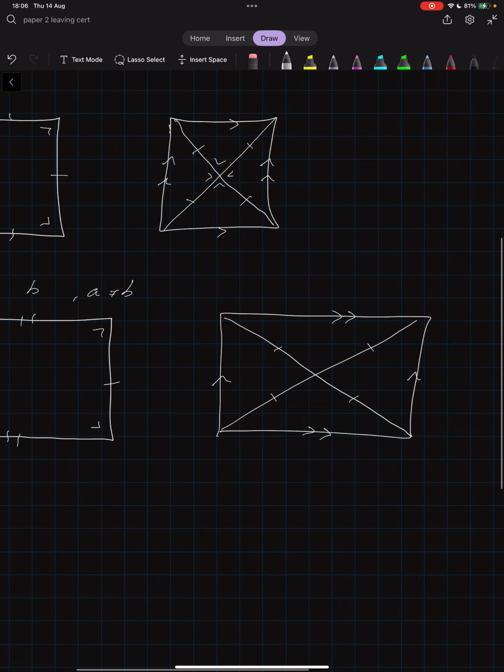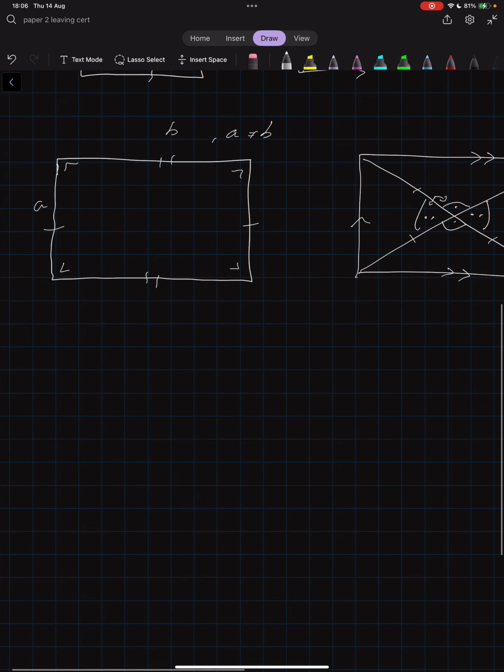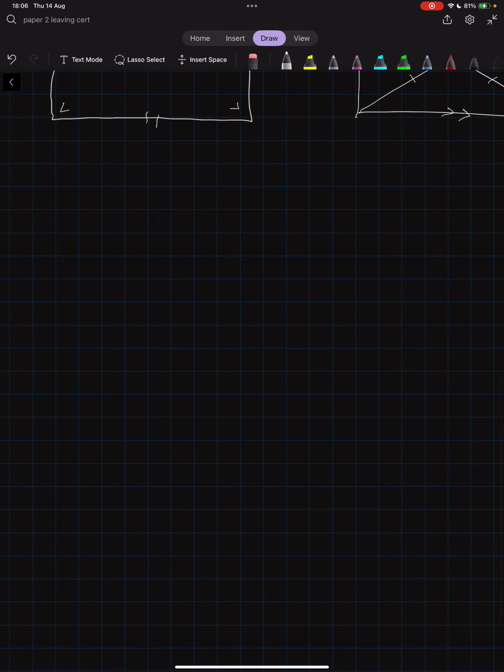And then if we look at the different angles, this angle is going to be the same as this angle. This angle is the same as this angle. But these two angles here don't have to be the same. They can be the same, and if they are, then it's going to be a square. But if they aren't, then it's just going to be a rectangle. Okay? And the next thing I'll go over is a rhombus.